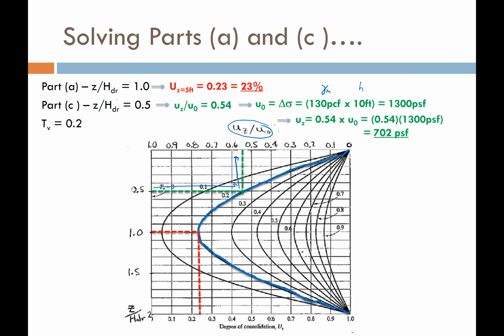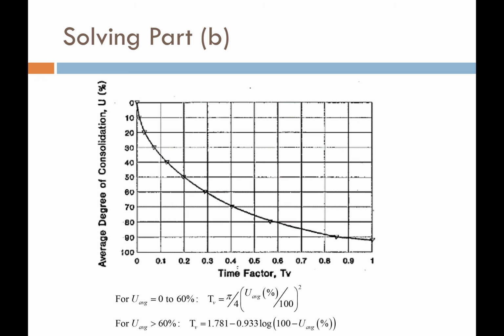Okay, let's do part B. We're going to go to this curve right here, and you recall that my time factor was 0.2. So all I do is go up, and voila. From that curve, I can see that I'm about at 50%. If I wanted to, I could use these equations down here. The problem is that I don't know necessarily what my degree of consolidation is beforehand, so I don't know which one of those equations to use, and I have to solve both of them iteratively. Okay, I prefer just to use the chart, and you're good to go.